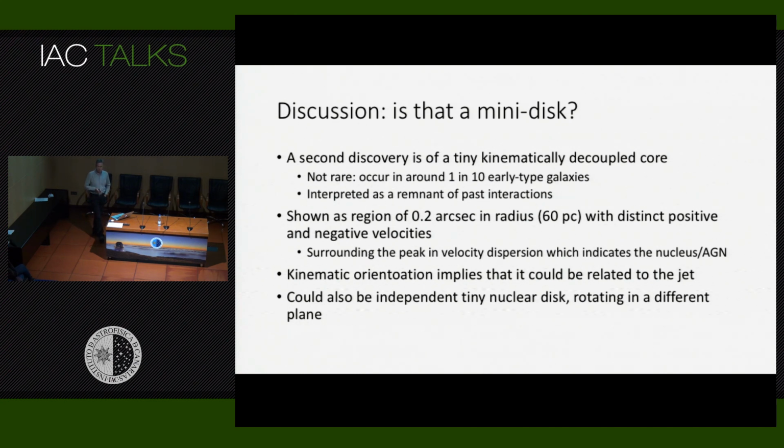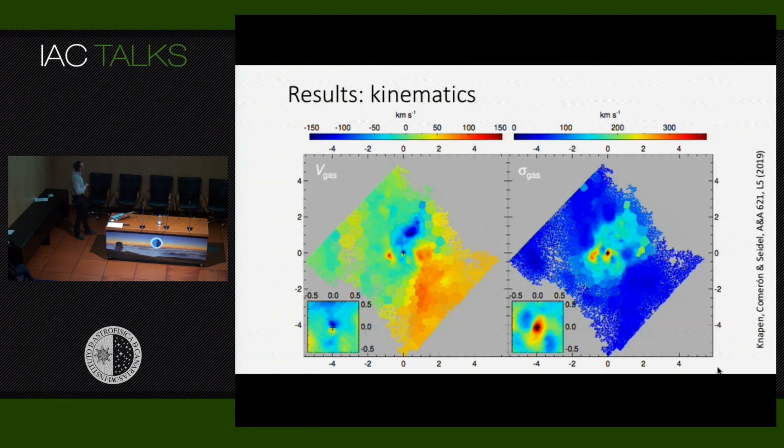This area surrounding the peak in velocity dispersion indicates the nucleus and the AGN position. The kinematic orientation implies that it could be related to the jet. Let me try and go back here. So the jet is in this direction, and the decoupled kinematics is roughly in the same direction. So this could be a continuing structure, but that's pure speculation.